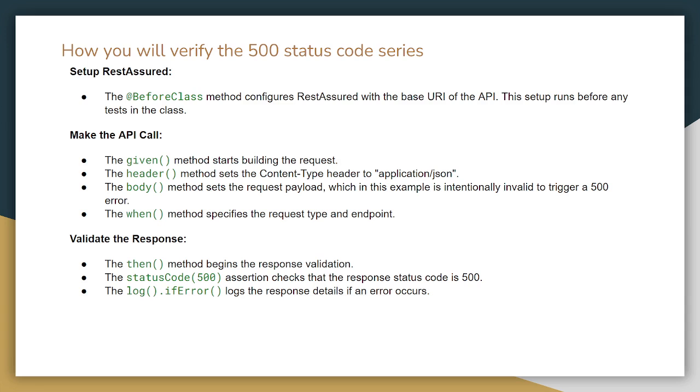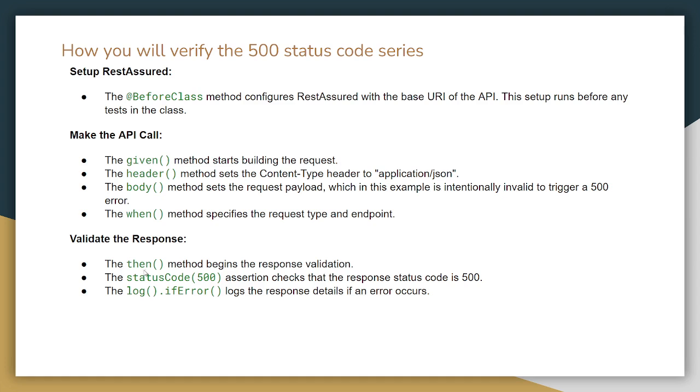The body method sets the request payload, which is then used. This is an example of an intentionally invalid payload to trigger a 500 error. The when method normally specifies the request body and the endpoint. Now it's just like a normal REST Assured call, and then how will you validate?